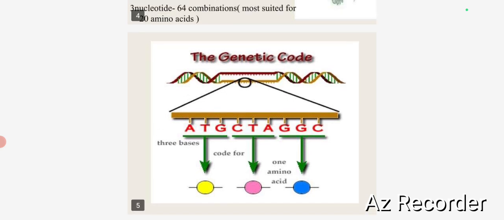This picture shows how DNA codes for protein synthesis. For example, the double helical structure of DNA consists of nitrogenous bases plus phosphoric acid and sugar to form the nucleotides. Three nitrogenous bases code for one amino acid.